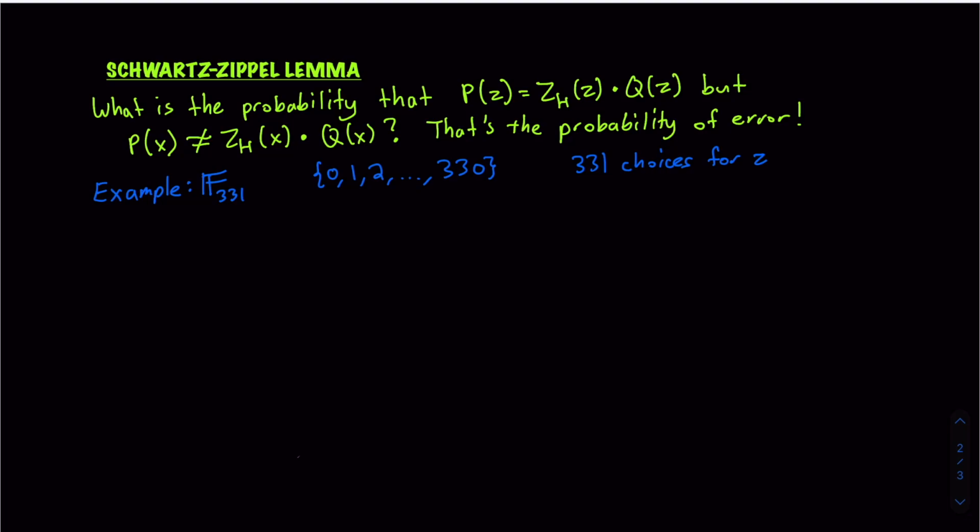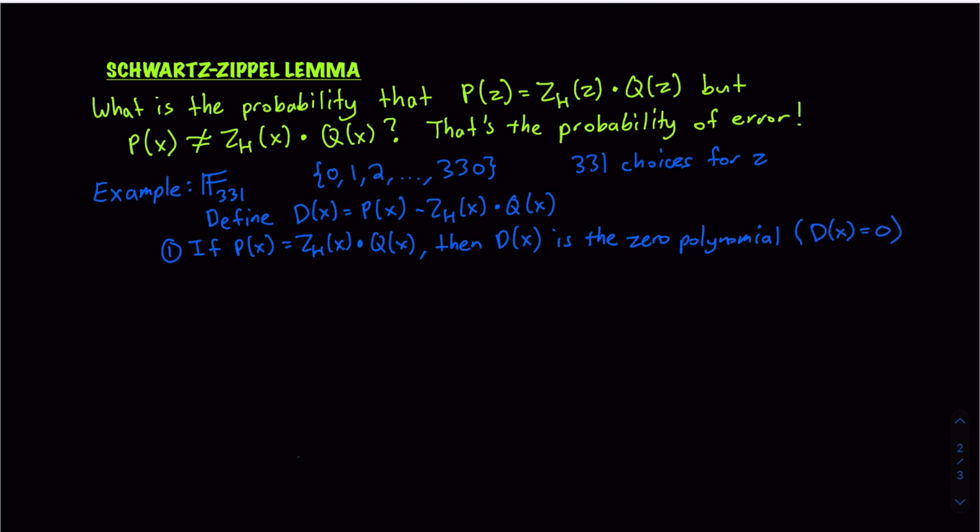Now let's look at our specific polynomials. Suppose p of x, z sub h of x, and q of x are as before. To analyze this, let's define a new polynomial, d of x, that equals p of x minus z sub h of x times q of x. Notice what d of x represents. If the identity does hold, then p of x minus z sub h of x times q of x equals 0 for all x. So d of x is the zero polynomial. It's 0 everywhere.